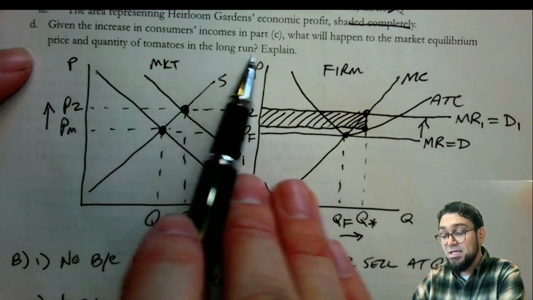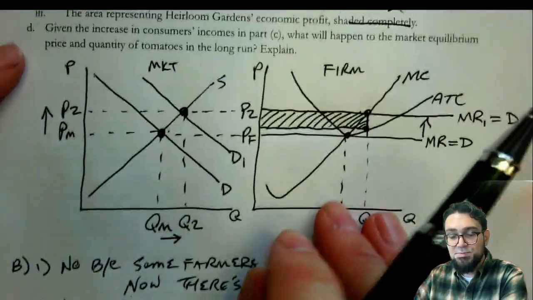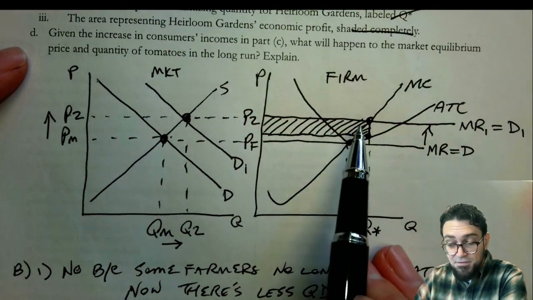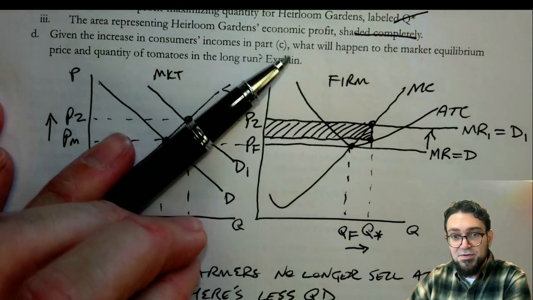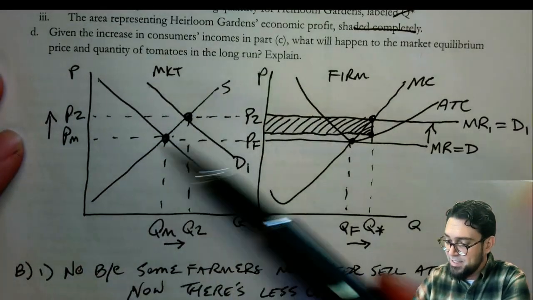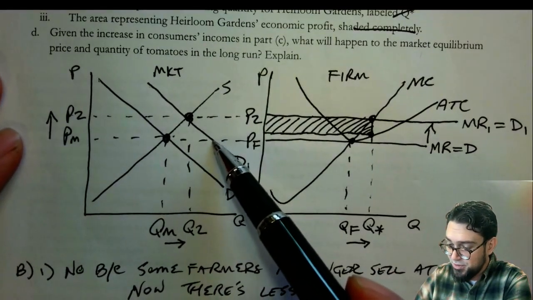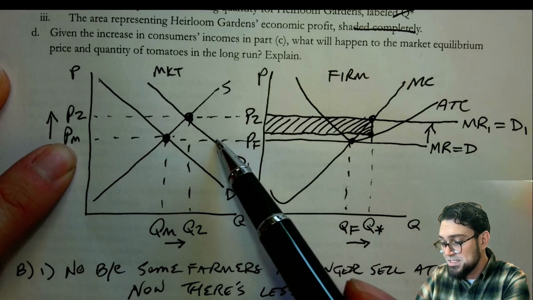Given the increase in consumers' incomes in Part C, what will happen to the market equilibrium price and quantity of tomatoes in the long run? Explain. Now, think about this from the long run perspective. If we were having firms earning profit, what's going to happen? Well, new firms will enter. And as those new firms enter, the supply curve will shift to the right, and that will lower MR equals D and ARP back down again, right? So you're coming over to here, which is actually where we're going to end up. And that supply curve will shift to the right until we get back to P sub M.